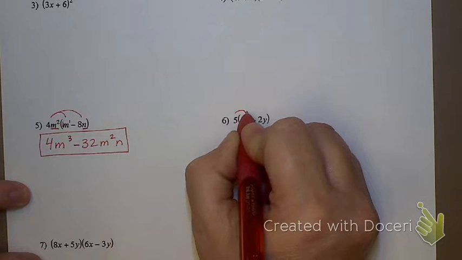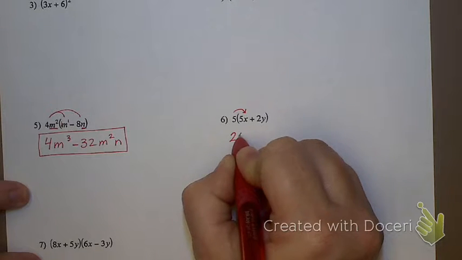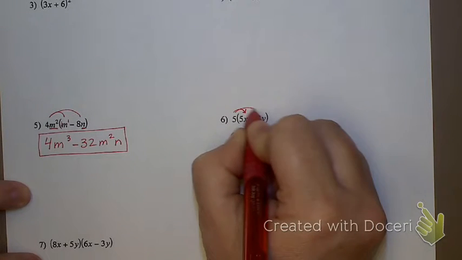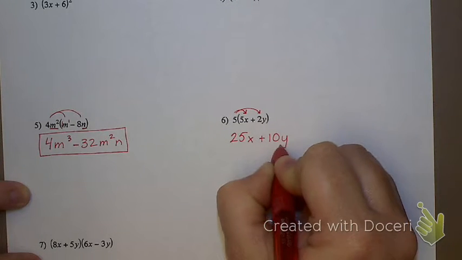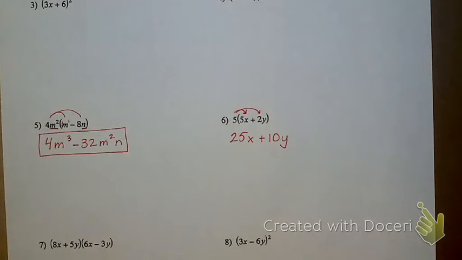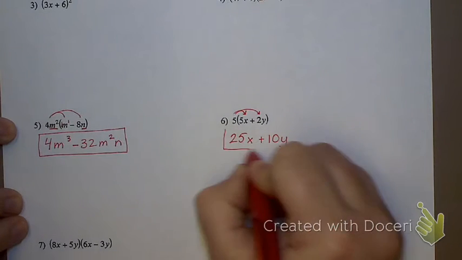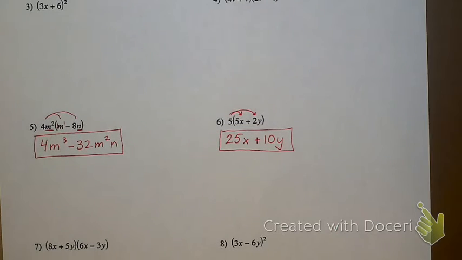All right, 5 times 5x. Well, that would be 25x. And 5 times 2y, that would be 10y. Now, both of those have the same exponent, so is it in standard form? Well, looking at those two letters, are they in alphabetical order? Yes, the x comes first before the y, so that would be considered standard form.